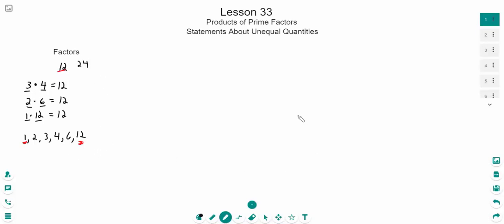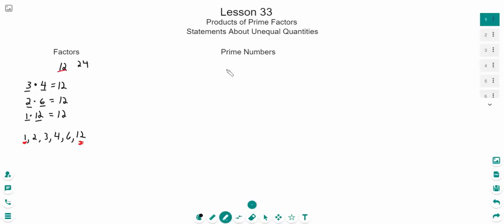Now let's talk about prime factors or prime numbers. If we're talking about prime numbers, you might recall that a prime number is simply a number that is only divisible by 1 and itself.